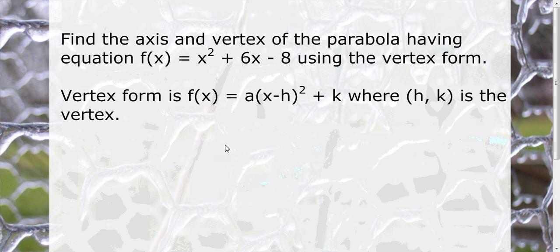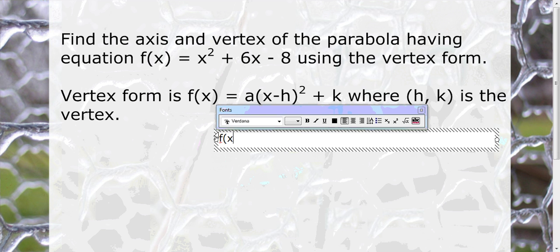First of all, the definition in here: vertex form is f of x equals a times quantity x minus h squared plus k, where (h, k) is the vertex. I don't have my pen with me, so I'm doing this via typing. Let's say, for example, f of x equals negative 2 times quantity x minus 4 squared plus 3. Your vertex would be at (4, 3).